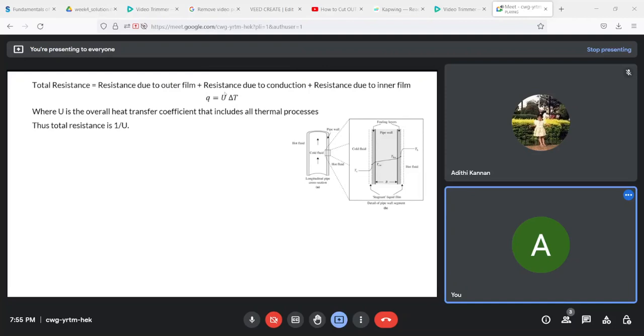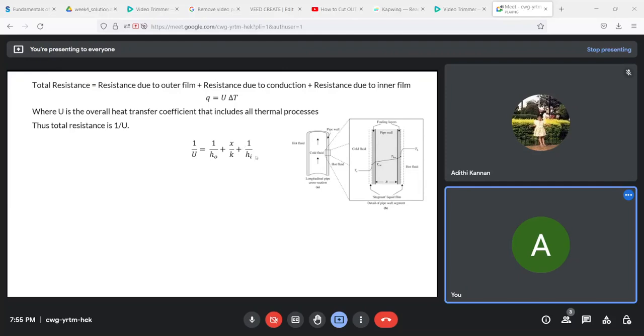So if you rearrange this equation, you will have Q is equal to delta T divided by 1 by U. So for an overall process, 1 by U acts as the total resistance. So since the summation of all the resistances is equal to the total resistance, 1 by U is equal to 1 by h naught. That is, as we saw in the previous slide, 1 by h corresponds to the resistance due to convection, and x by k corresponds to the resistance due to conduction. So for resistance due to outer film, 1 by h naught is the resistance, and for resistance due to conduction, x by k is the resistance, and resistance due to inner film, 1 by hi is the resistance.